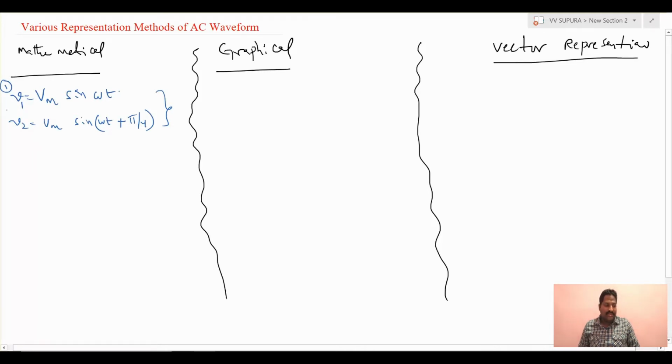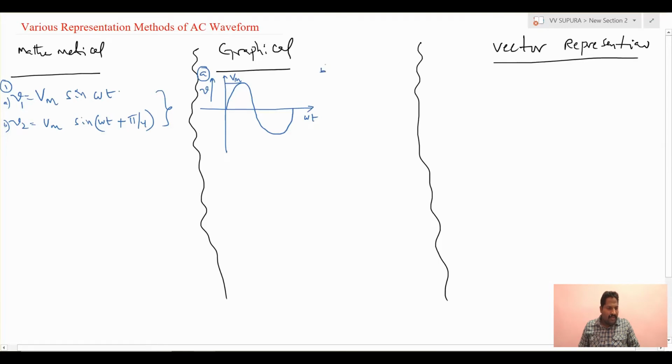How can I represent these two waveforms graphically? I can represent the first equation graphically like this. The sinusoidal waveform will start at a phase of 0, at 0 degrees. The maximum value is given as Vm. So this is the graphical representation of A.